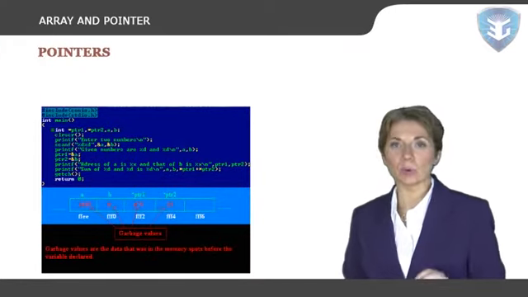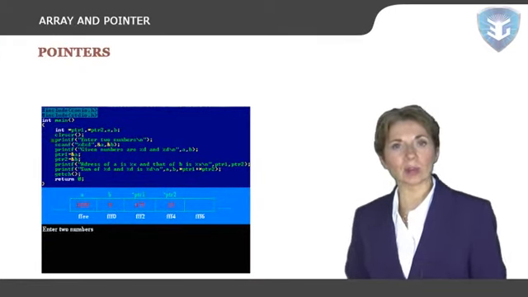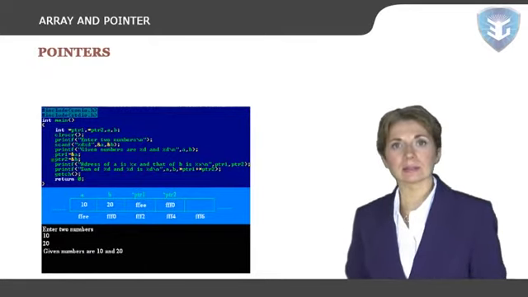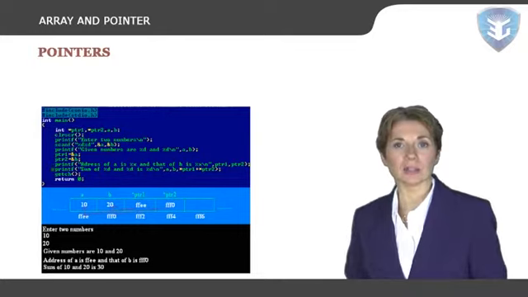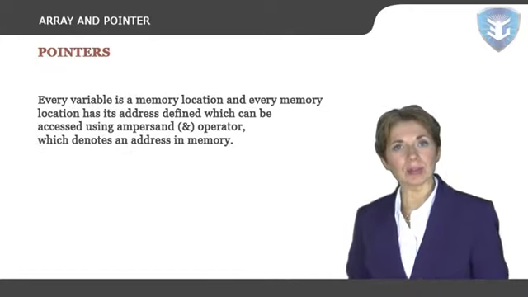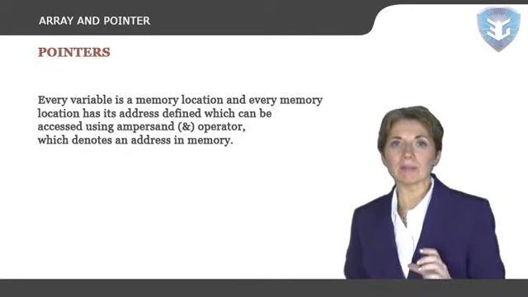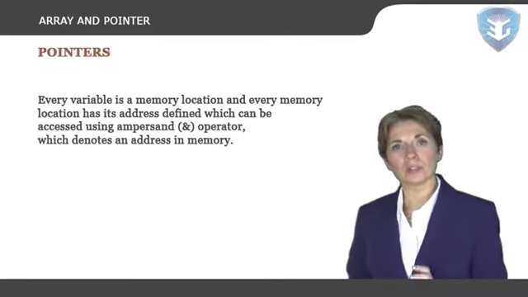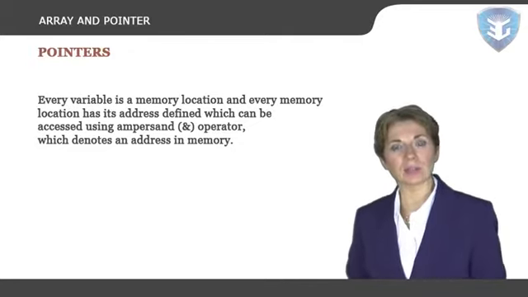Let's now take a look at pointers. Some C programming tasks are performed more easily with pointers, and other tasks, such as dynamic memory allocation, cannot be performed without using pointers. Every variable is a memory location, and every memory location has its address defined, which can be accessed using ampersand operator, which denotes an address in memory. Let's see an example which can print the address of the variables. Output of the program is on the screen.